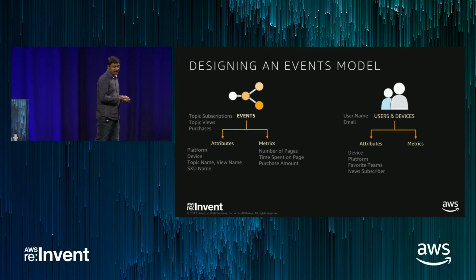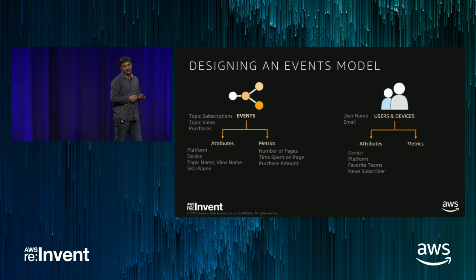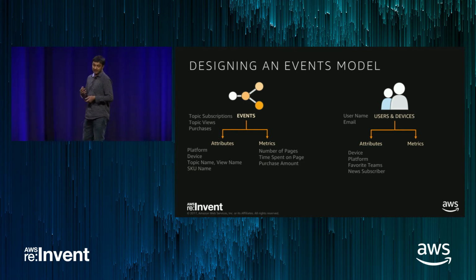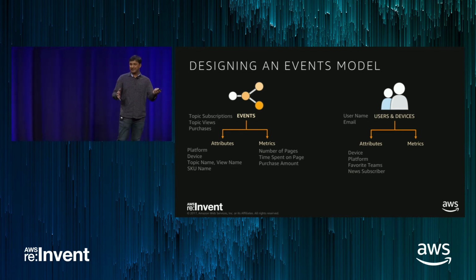Then again, there's user attributes. What's the most common device that that user is consuming your application from? What are those users' favorite teams? Is the user a new subscriber, or are they interested in live scores? You're basically building a profile of what that user is interested in.